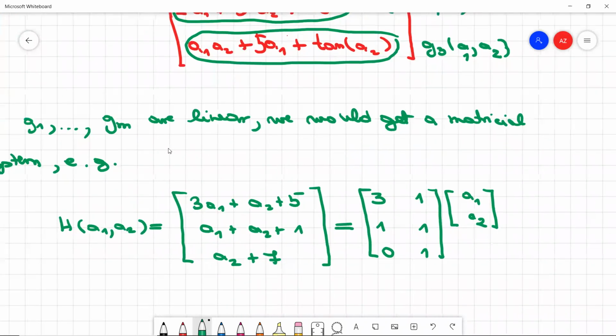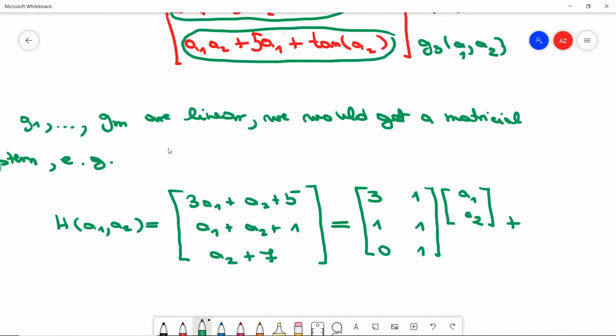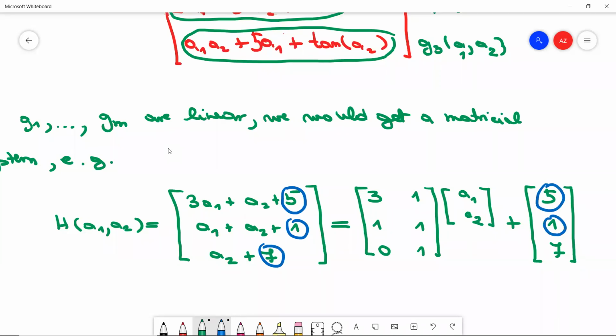And then plus 5, 1, 7. So I collected those 5, 1, 7 into this B. And then those coefficients 3 and here 1 are here. And so here 1, 1 are here. And the last equation was just 0, 1.